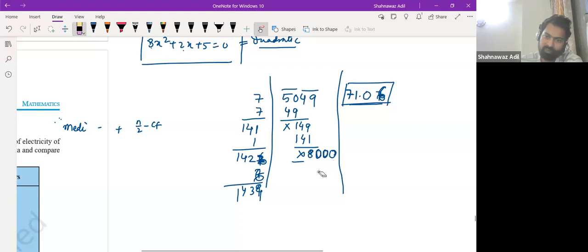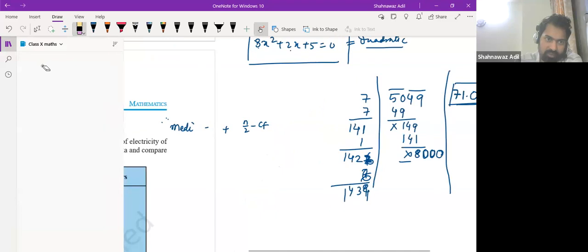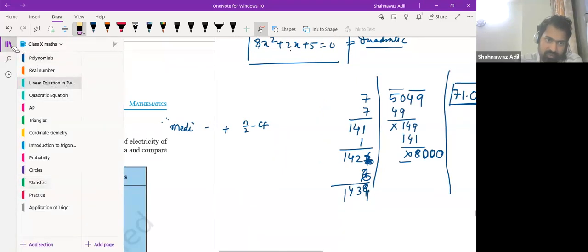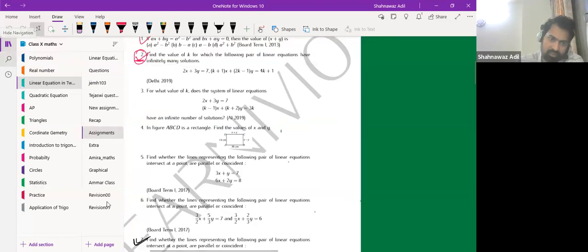Yeah, and there's one question from linear equations. Solve the following pair: 2 by root x plus 3 by root y is equal to 2, and 4 by root x minus 9 by root y is equal to minus 1.